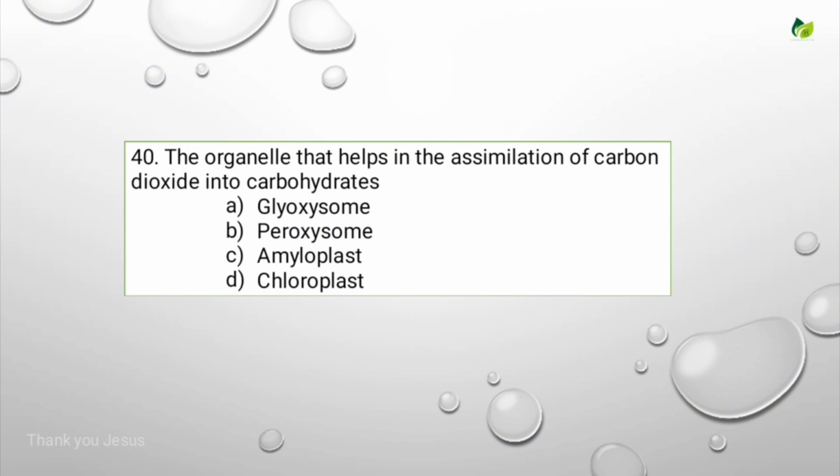Let's see the next question. The organelle that helps in the assimilation of carbon dioxide into carbohydrates? Options are glycosome, peroxisome, amyloplast, chloroplast. So chloroplast is the correct answer.